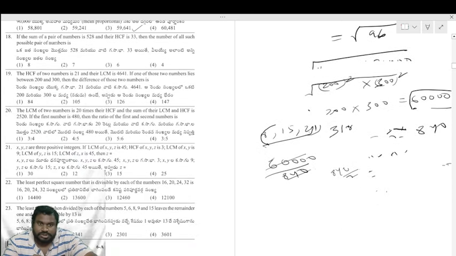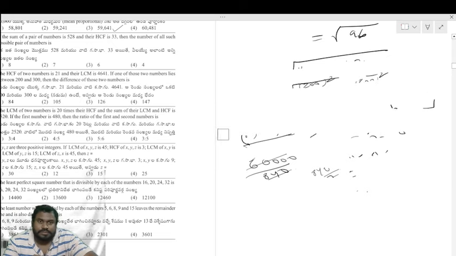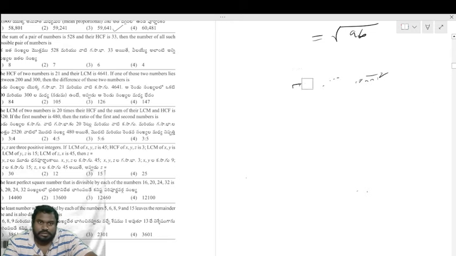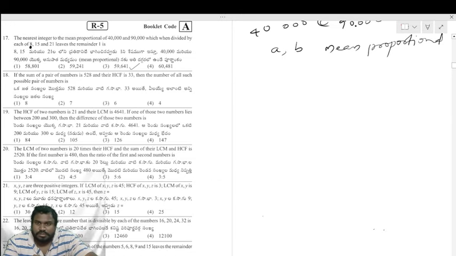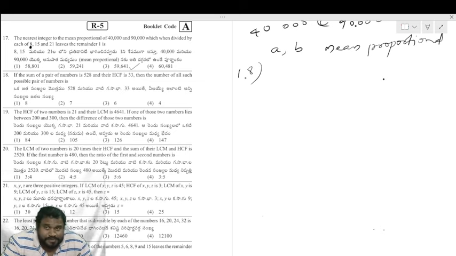Now the next question, the 18th one. If the sum of a pair of numbers is 528 and their HCF is 33, HCF is given as 33.